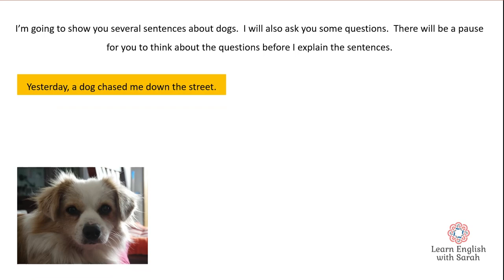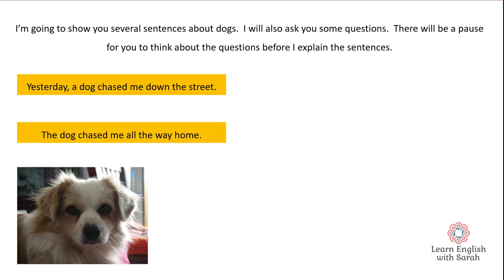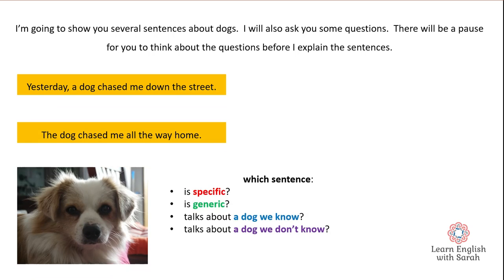So here's your first sentence. Yesterday, a dog chased me down the street. And the other sentence is, the dog chased me all the way home. And the questions I would like you to think about are, which sentence talks about specific things, generic things, a dog we know, and a dog we don't know. So this would be a definite thing, and this would be an indefinite thing.